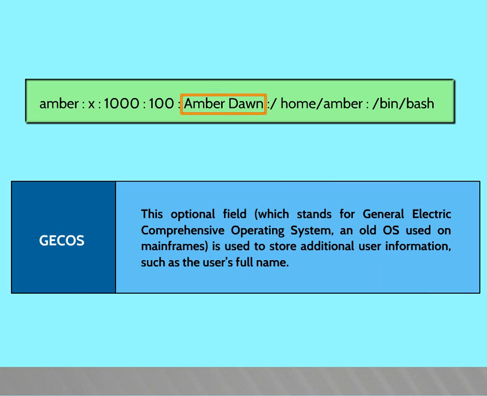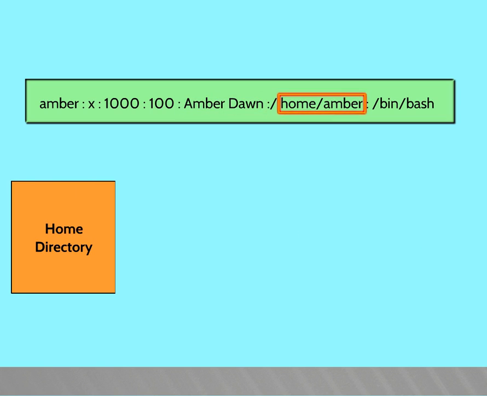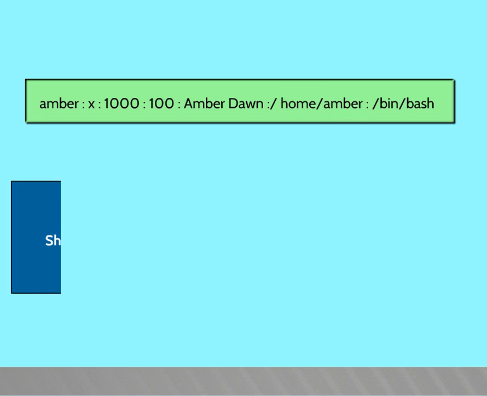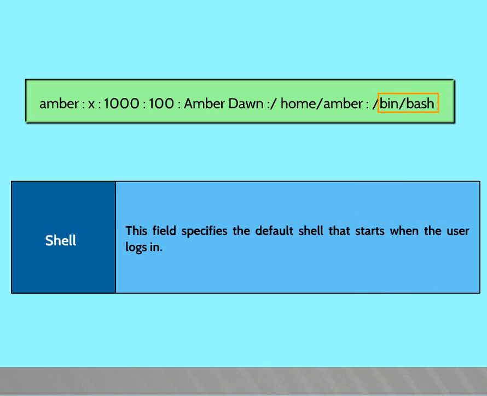GECOS. This optional field, which stands for General Electric Comprehensive Operating System, an old OS used on mainframes, is used to store additional user information such as the user's full name. Home directory. This field lists the absolute path to the user's home directory. Shell. This field specifies the default shell that starts when the user logs in.